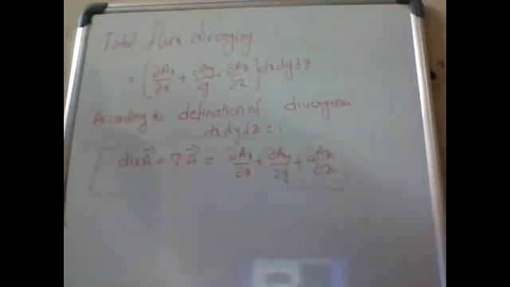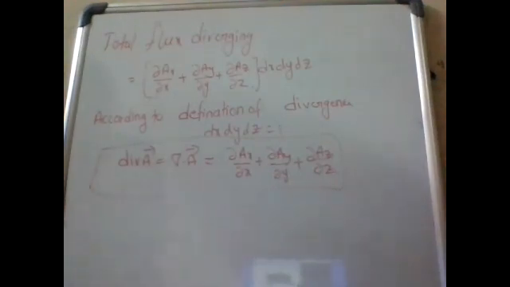After that, we want to get the net magnitude of vector A bar along the x-axis. For that, we have to subtract the initial value from the final value. We get dou A suffix x by dou x into dx. This is the net magnitude of vector A bar along the x-axis. After that, the total flux along the x-axis is given by dou A suffix x by dou x into dx, multiplied with dy into dz.